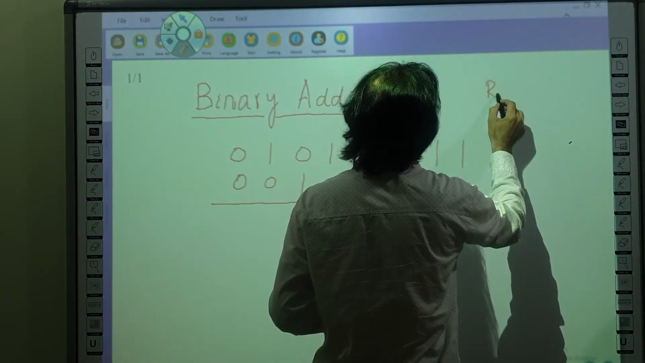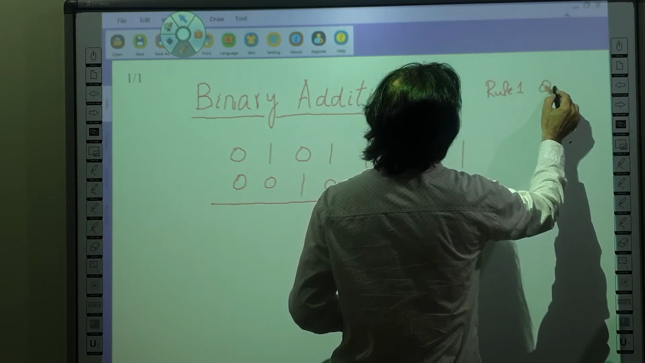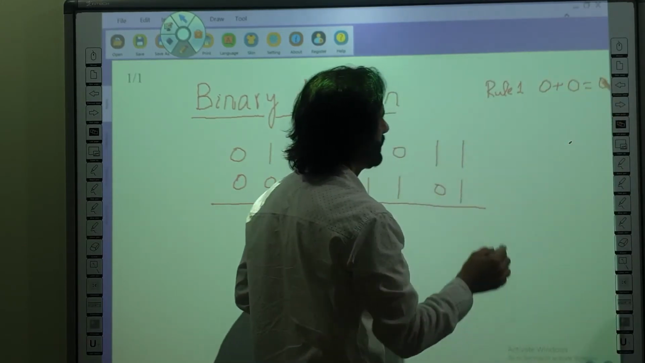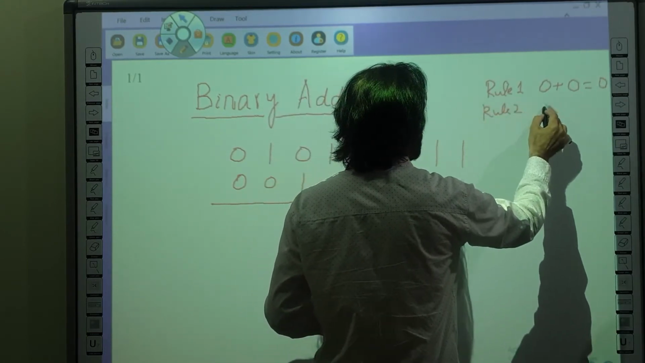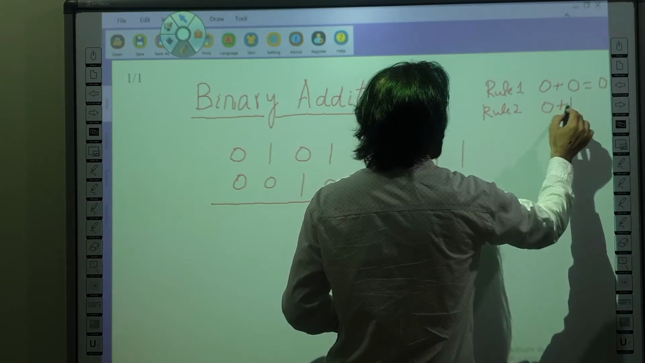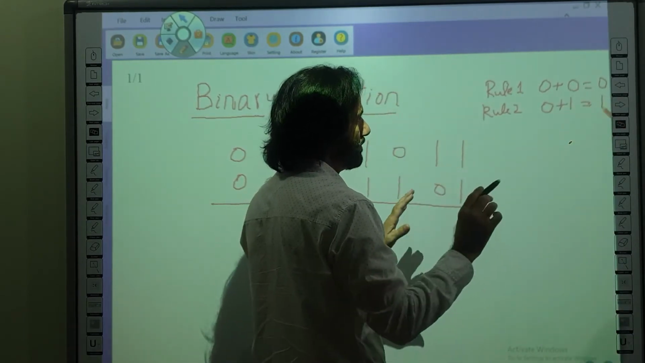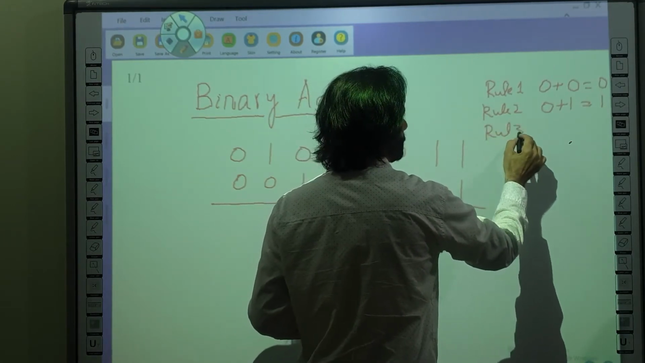Rule number one: when we add 0 and 0, the answer will be 0. Okay. Rule number two: when we add 1 and 0, the answer will be 1. Okay, simple arithmetic. Rule number 3 is interesting.